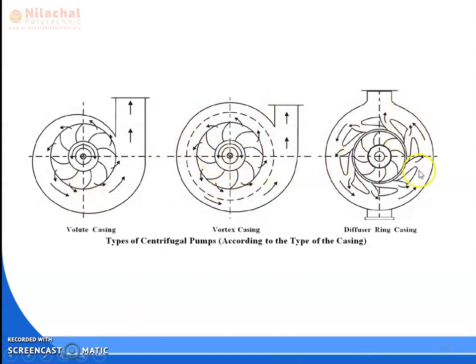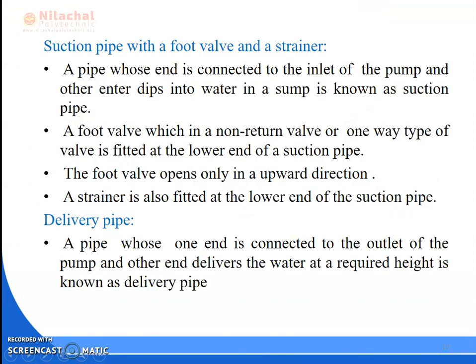Then casing with guide vane, or you can say diffuser ring casing. This is your casing with guide vane. So here the casing and some guide vanes are attached, and these guide vanes act as a diffuser. To increase the pressure, the water from the impeller will be guided by the guide vane without shock, pass through the casing, and be discharged. So these are the three casings.